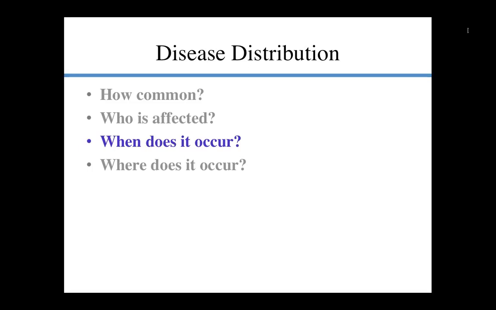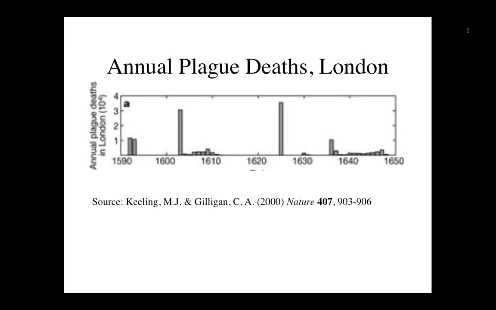When does disease occur? Well, this is just one example. You can look at malaria and the efforts that were made to stem malaria, and see if those efforts are working over time. This is just one example of annual plague deaths in London. And it also re-emphasizes the point I made about what's a rare disease. It's rare at some time, and it may not be rare at another time.